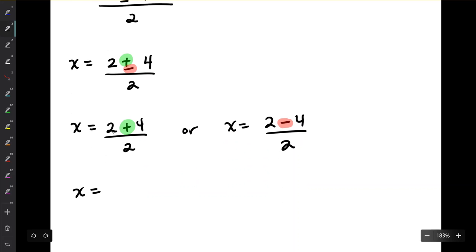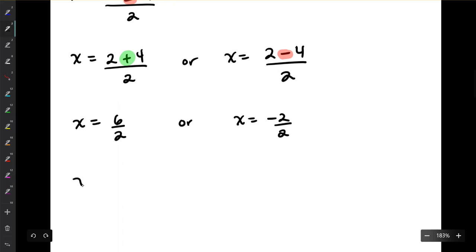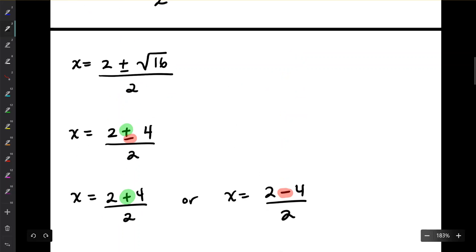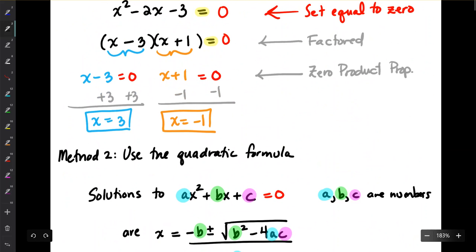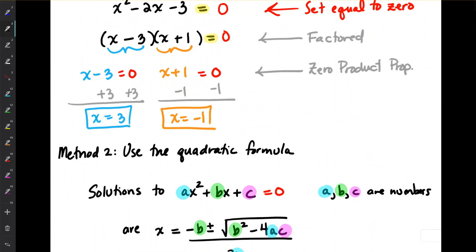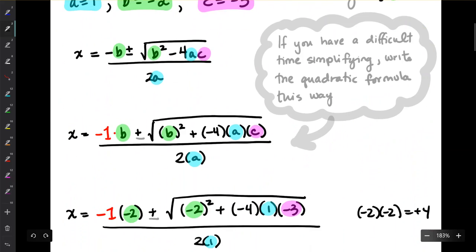X is equal to 2 plus 4 is 6 divided by 2. 2 minus 4 is minus 2 divided by 2. Here we have it. Division by my denominator. 6 divided by 2 is 3. Or x is equal to minus 1. And those are the answers that we got here. 3 and minus 1.